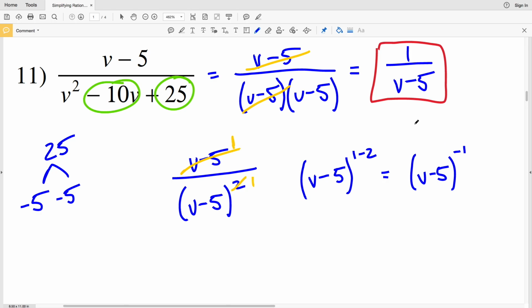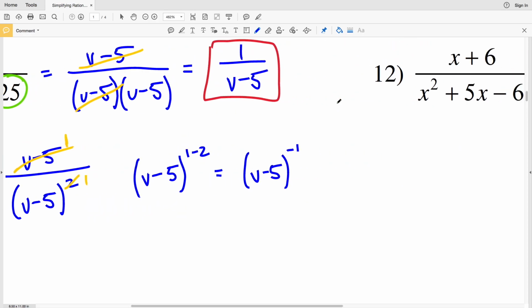So do whatever method's comfortable for you. If you like to write out the law of exponents, feel free to do that. Or if you like to cross out your terms, feel free to do that. Let's continue on to number 12.